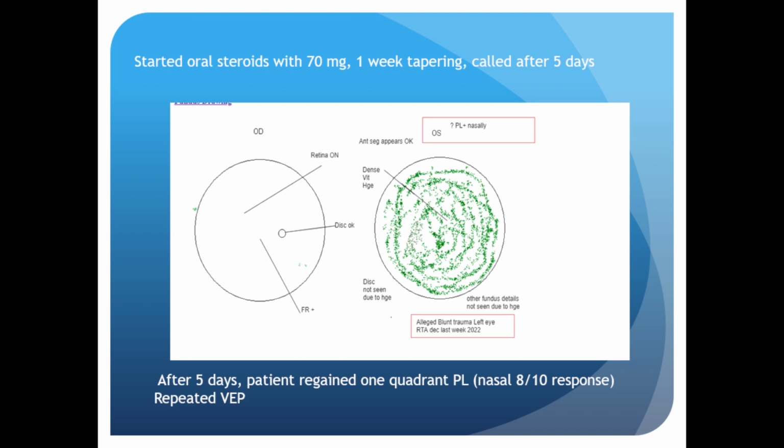Then we started steroids at 70 milligrams, with one week tapering, and we called the patient after 5 days. When the patient came after 5 days, the situation was slightly better. The patient who had no PL at that time had developed nasal PR after 5 days of starting steroids. There's nothing called nasal PL, you have to say PR, sorry. Projection of rays. Yes, nasal PR was present after 5 days of follow-up.